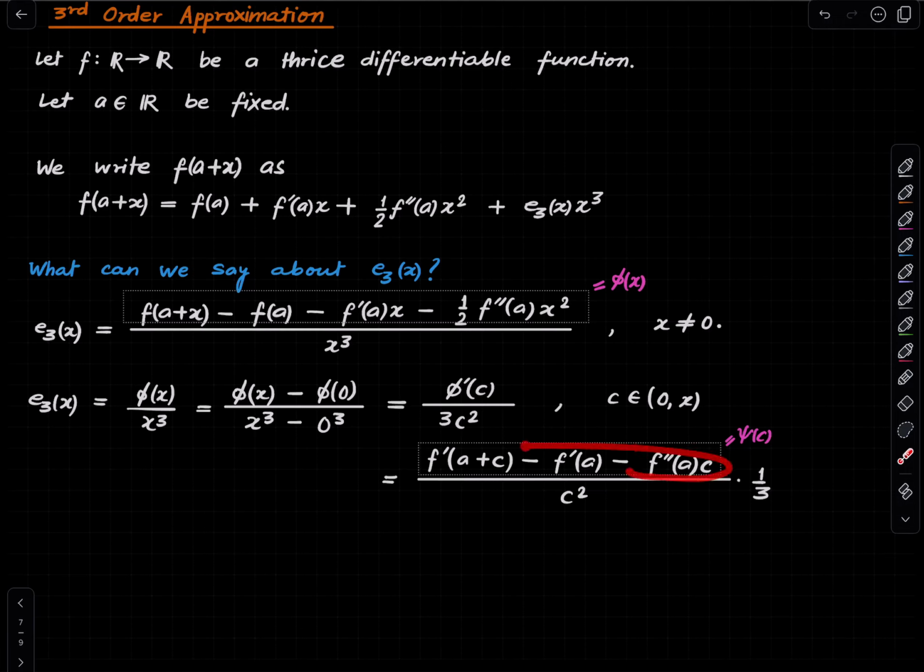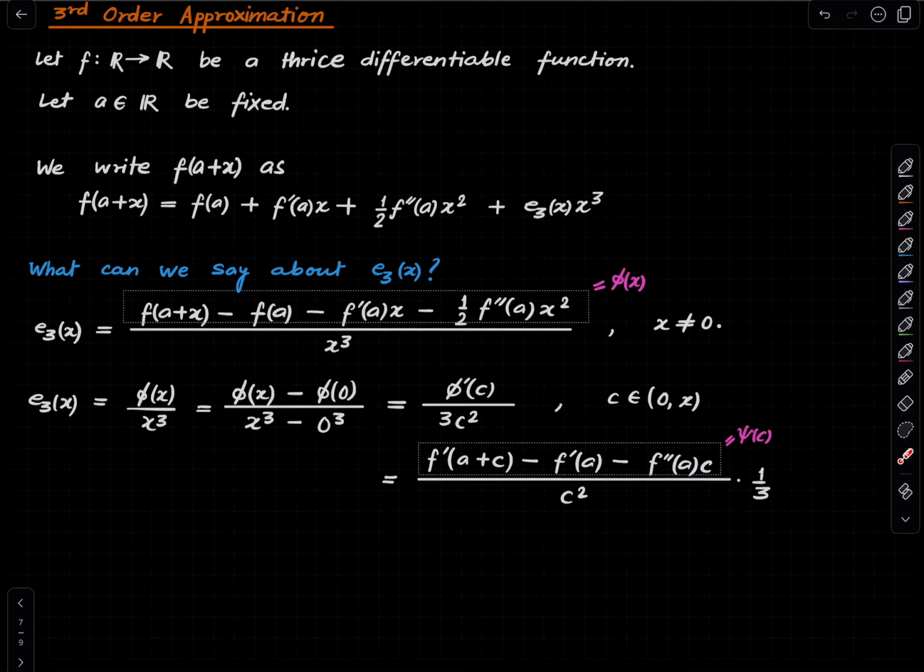So the numerator is psi of c, the denominator is c square, and psi is a function. At any point y, it takes the value f prime a plus y minus f prime a minus f double prime a times y. So psi is a function defined that way, and at C it takes this value, and psi 0 is 0 again, because this term will go away at 0.